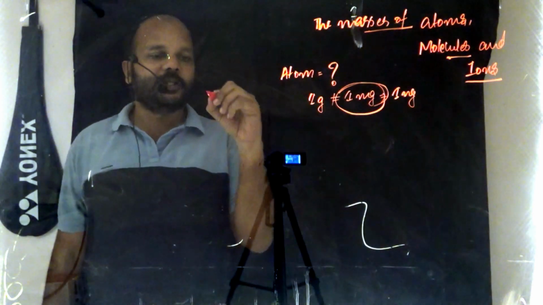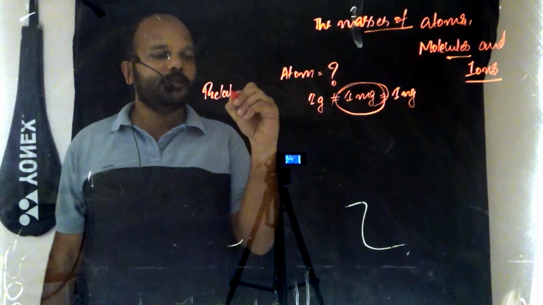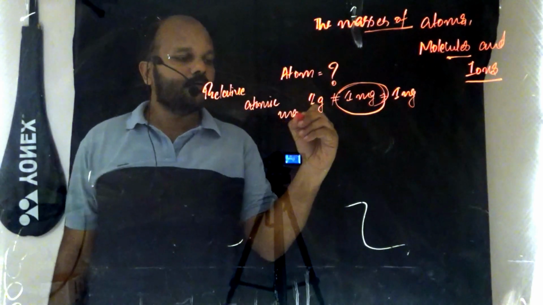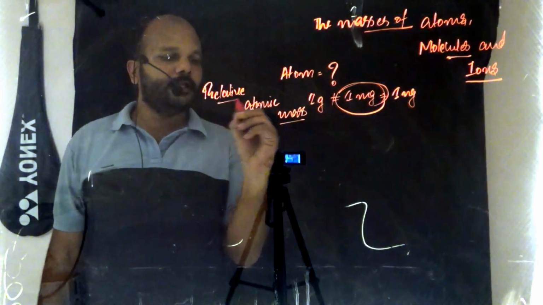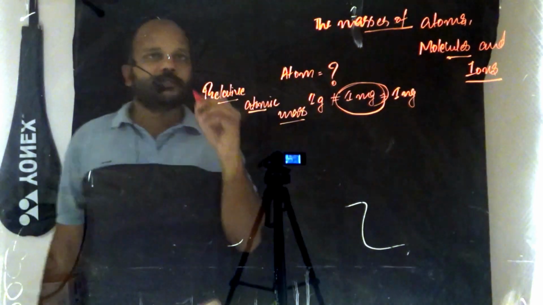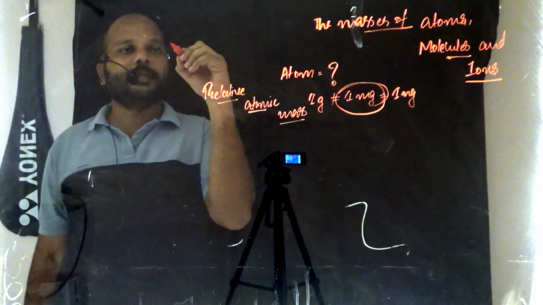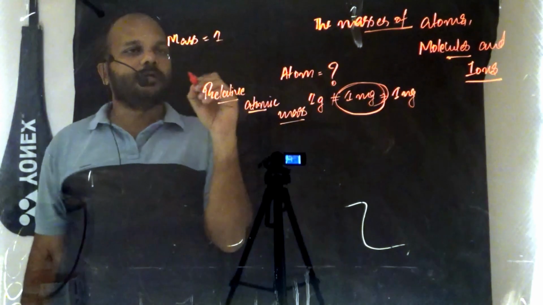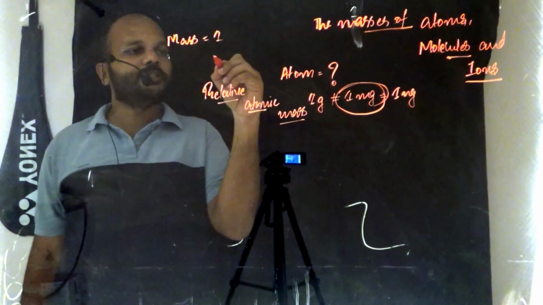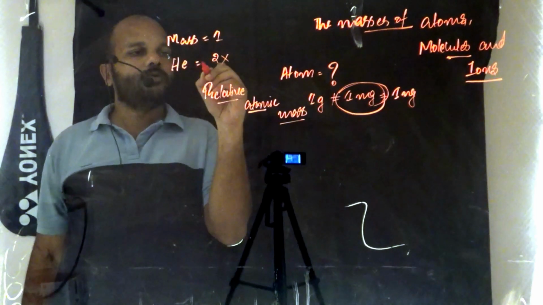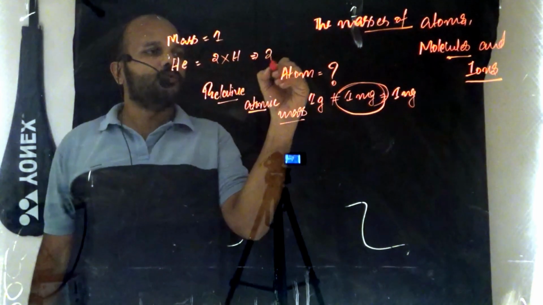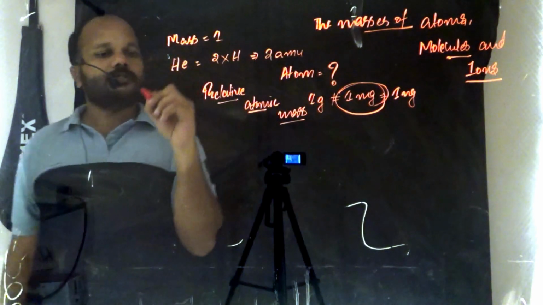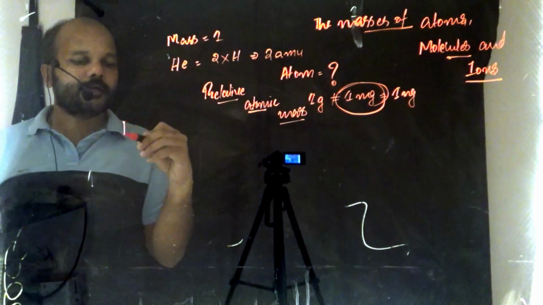What the scientists have done is they put a concept called relative atomic mass. In the initial period they took the mass of hydrogen atom as 1. So helium is actually 2 times the mass of hydrogen, so they put it as 2 atomic mass unit. And the mass of other elements, they compared with hydrogen.